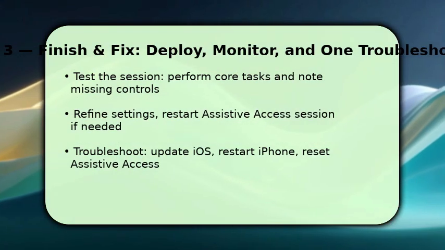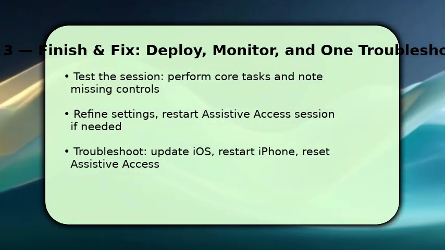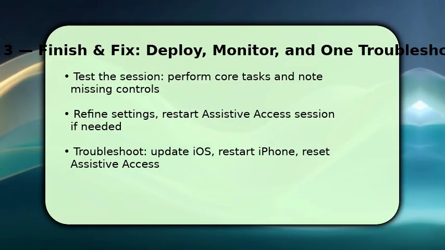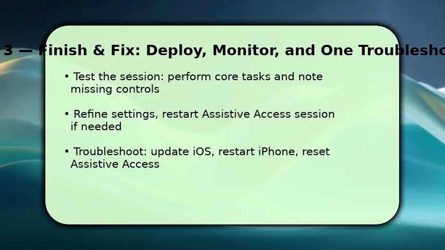To finish, test the assistive access session by performing the app's core tasks and noting anything missing. This confirms the configuration works in real use. If something fails, go back and refine settings or toggle the session off and on to reload changes.